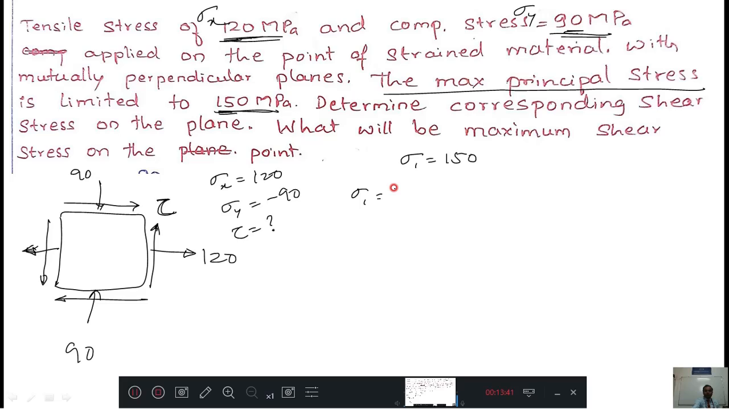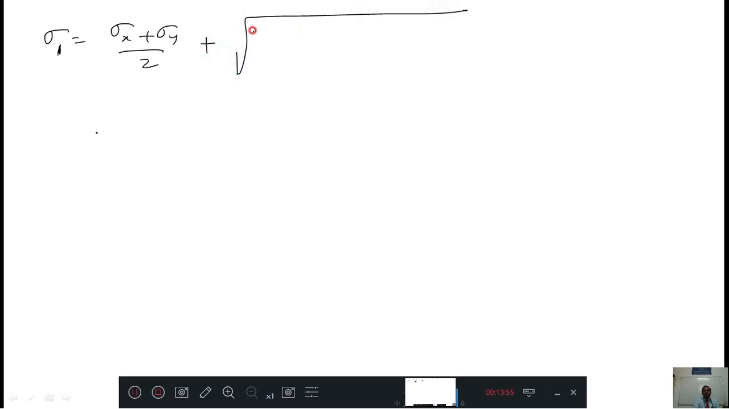I will write here, sigma 1 equal to sigma x plus sigma y by 2. Here plus or minus, no plus or minus, because only one is there, therefore only plus, and square root of sigma x minus sigma y by 2 whole square plus tau xy square. And the known values you just substitute.